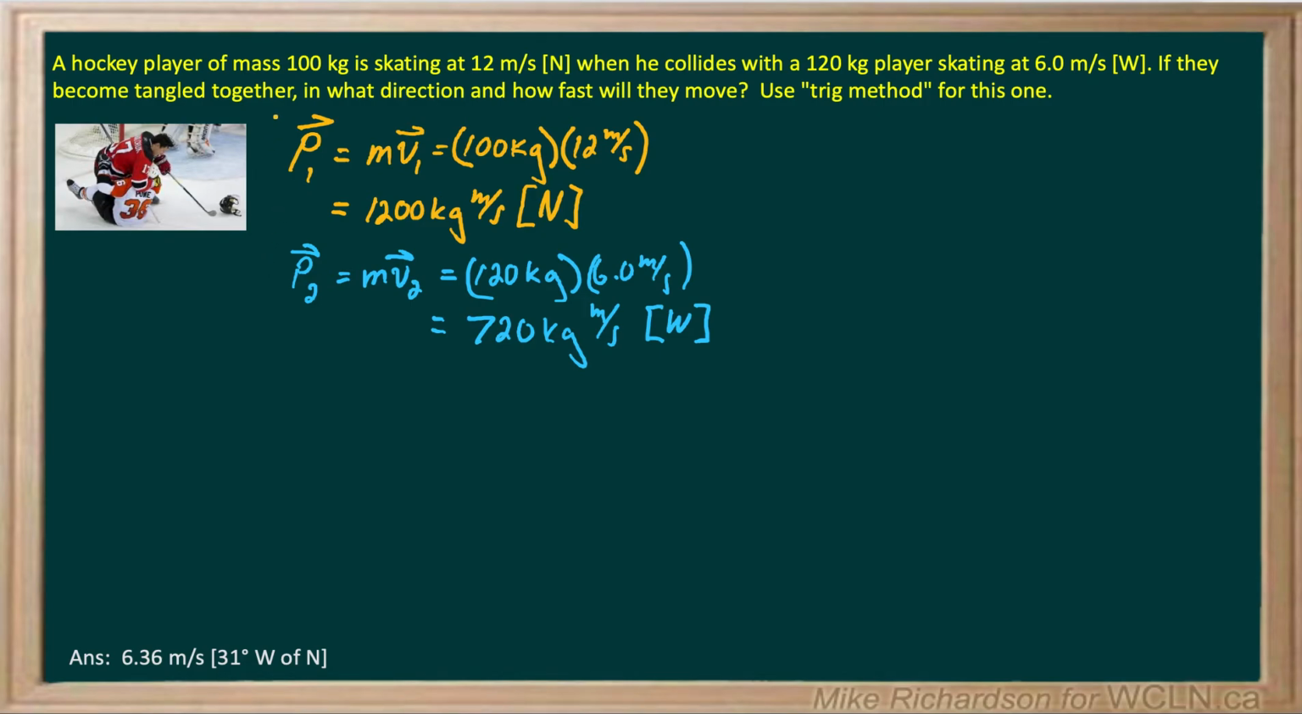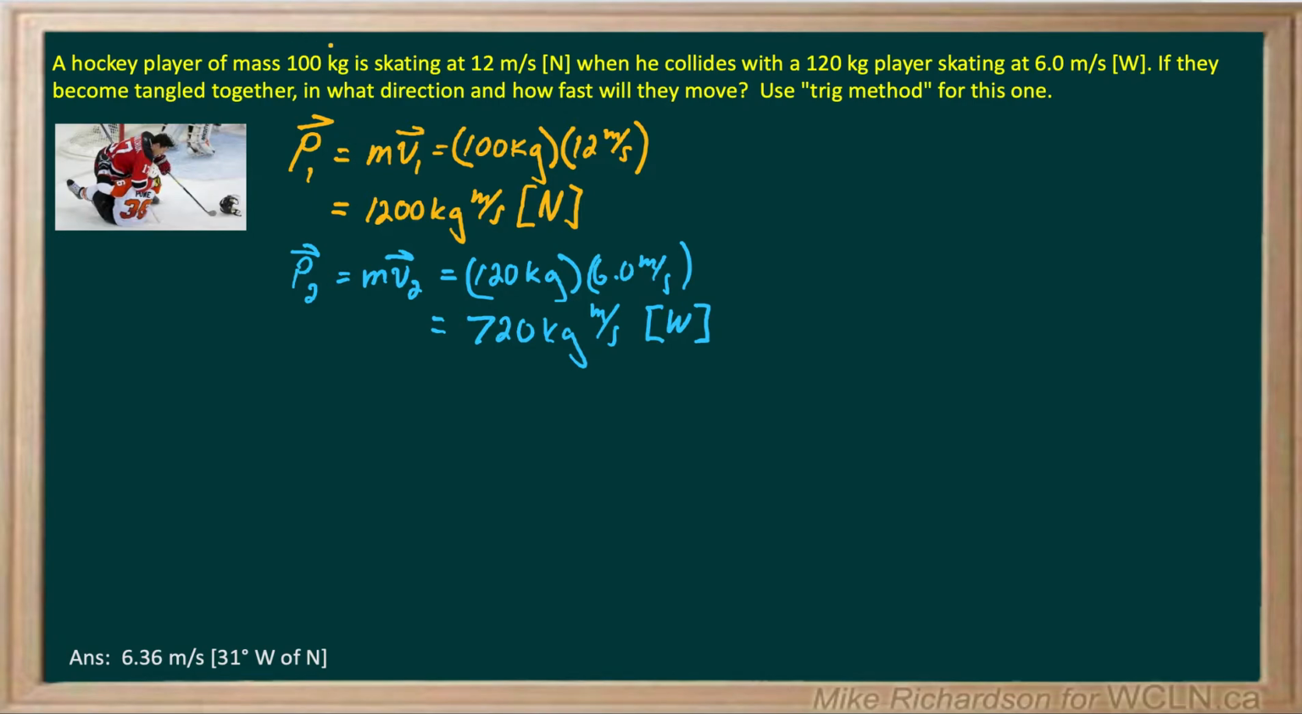Here we've got two hockey players involved in a collision. The first player is 100 kilograms and he's moving at 12 meters per second in the northerly direction. And he will collide with a player that's 120 kilograms skating at 6 meters per second towards the west. They become tangled together, so they stick together as one big mass.